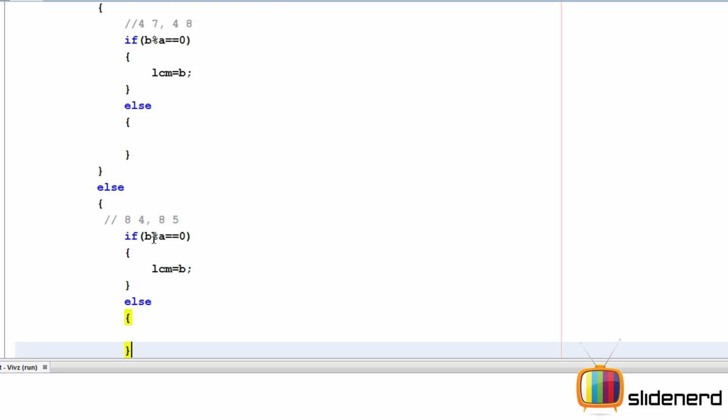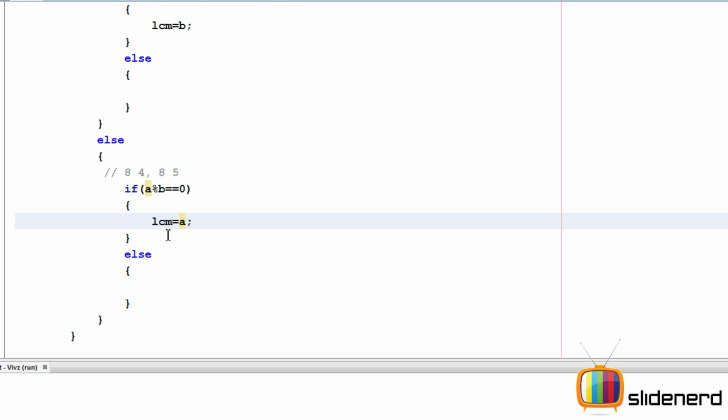However, if you take the bigger number, which is a over here, and the smaller number is b, which is your number 8 and your number 4, take them, divide them, and find the remainder. If that is equal to 0, then your LCM is the bigger number, which is a, right? Otherwise, if you have numbers like 8 and 5, which are not multiples of each other, we go inside this else part. This else part we're going to see in the next vid.